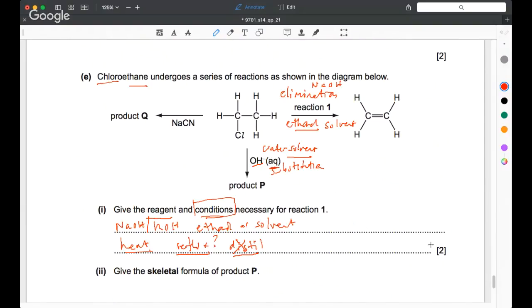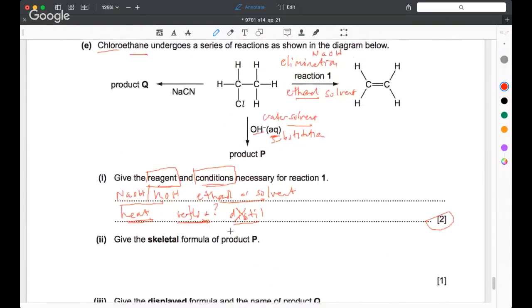So you've got 2 marks here, haven't you? And to get all of the 2 marks, you've got to name the reagent, which was the hydroxide ion, and the conditions, and there's 3 of them actually. There's ethanol as a solvent, you're heating it, and heating it under reflux. So you're getting 1 mark for the reagent, and then to get the 2nd mark, you've got to get these 3 conditions: alcoholic solvent, ethanol as a solvent, you're heating it, and you're heating it under reflux.